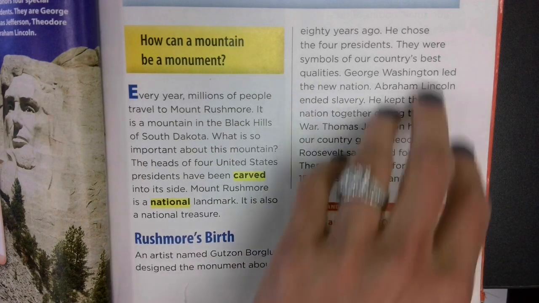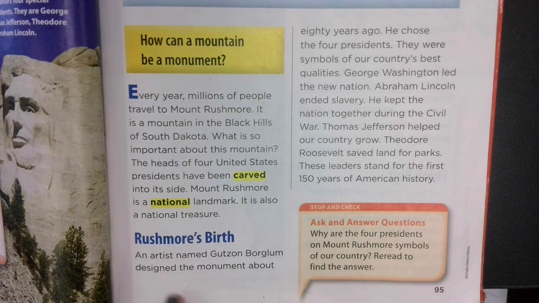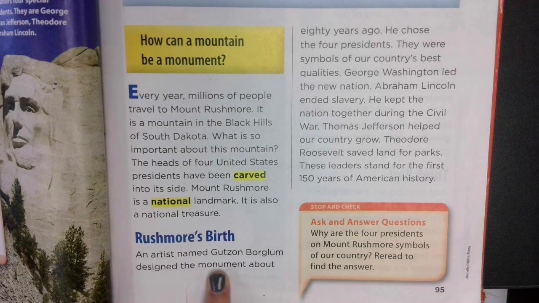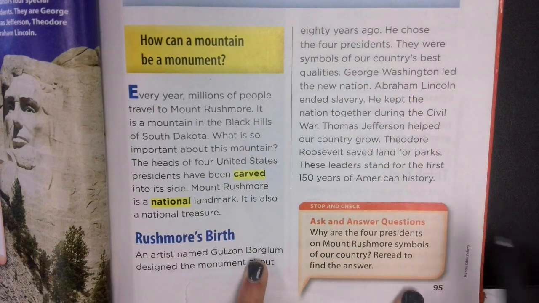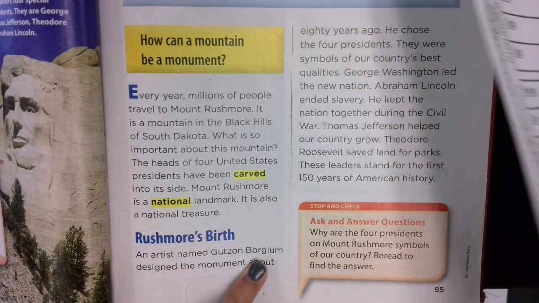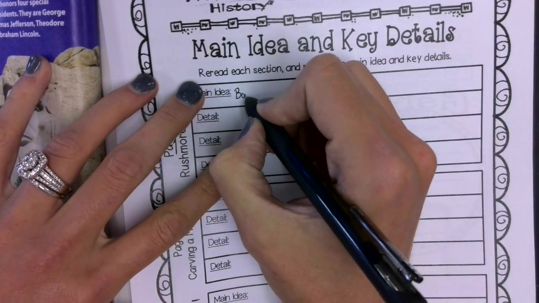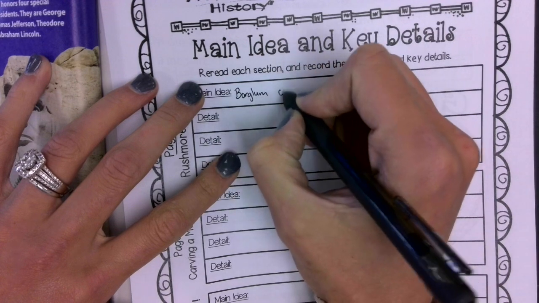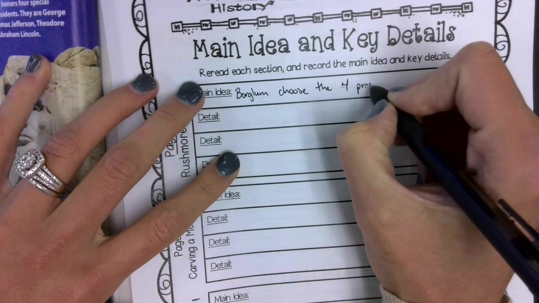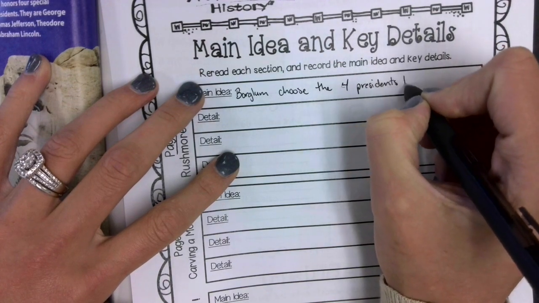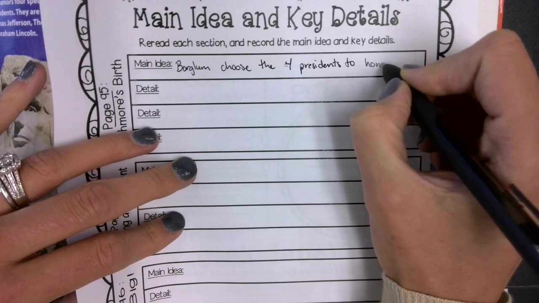So if we think about that paragraph, what's the main idea? Well, the main idea is that Borglum chose the 4 presidents to honor American history. So, Borglum, right, that was the artist. The 4 presidents to honor history.